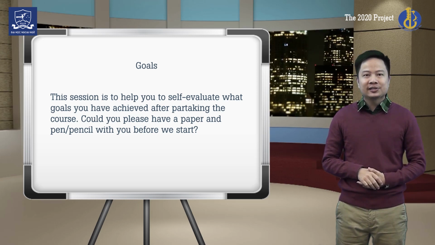We would like to take this opportunity to walk with you through what we have learned so far. Before we start this wrap-up section, could you please have a pen and a paper with you? Now, please self-assess what you have achieved after this course by rating yourself as 1 for further improvement needed, 2 for partially acquired, and 3 for fully acquired.